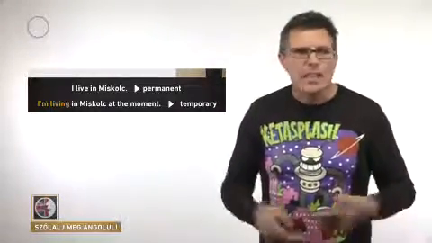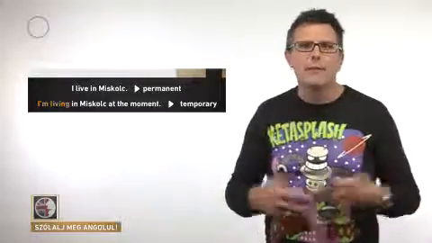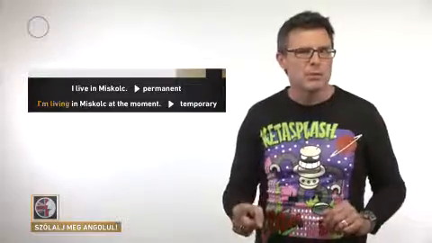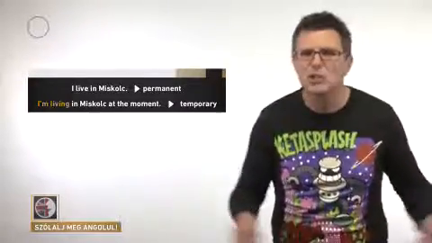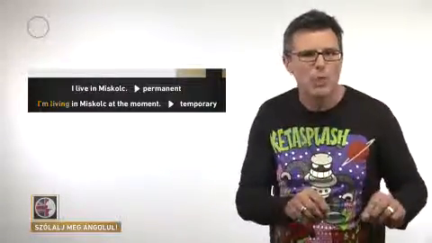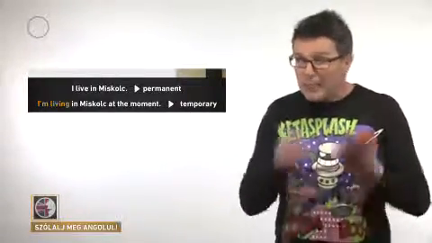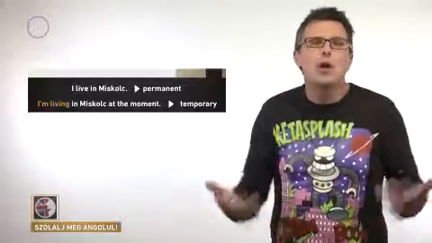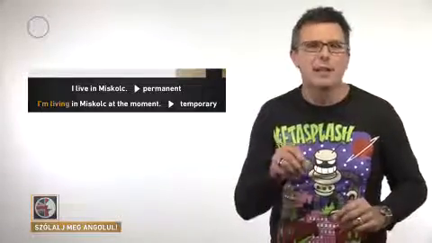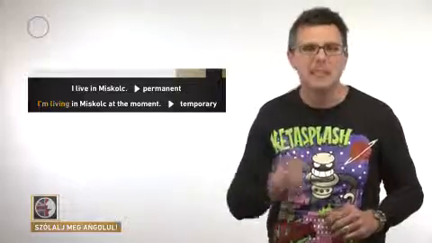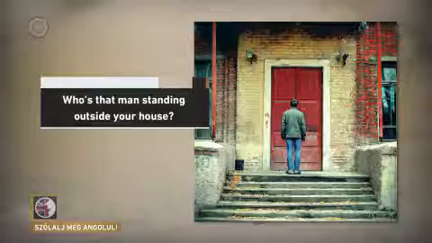The second sentence shows that normally I don't live in Miskolc. Maybe I'm studying at university. Maybe I've come to Miskolc because of my job, but it's not a permanent move. I live in Budapest or Győr or Kecskemét. That's my permanent home. That's where I live. But now, for a few weeks or a few months, we don't know. Now I'm living in Miskolc. It's temporary, so we use the present continuous tense.